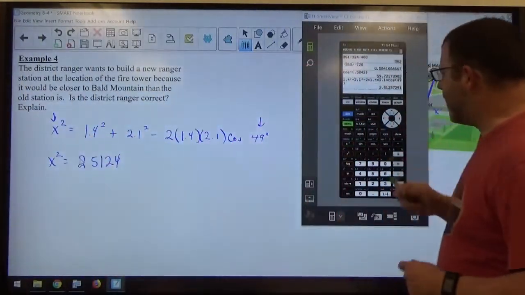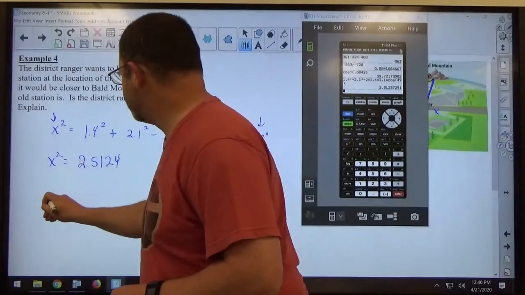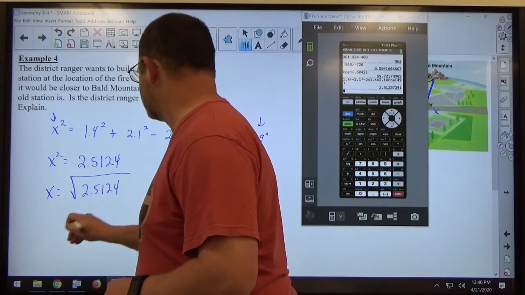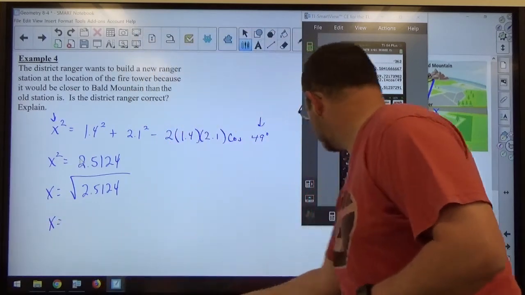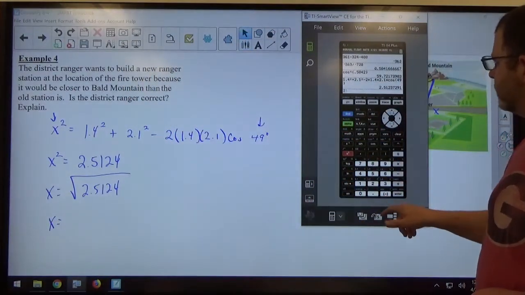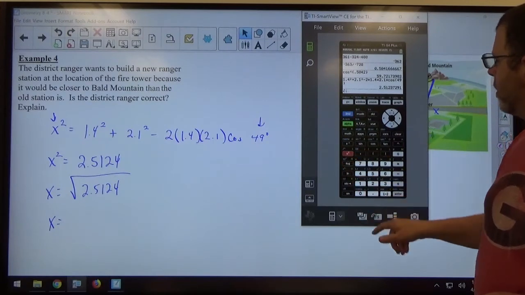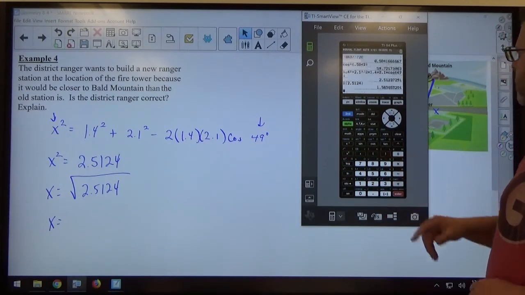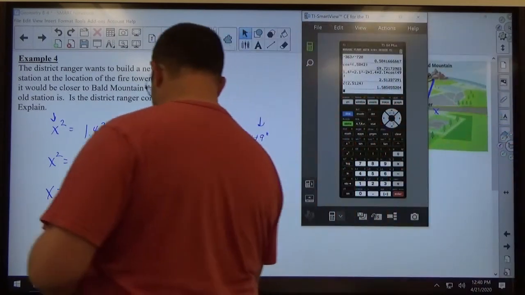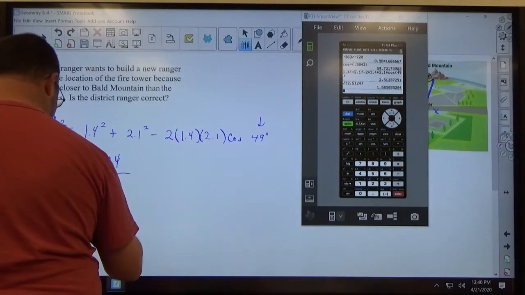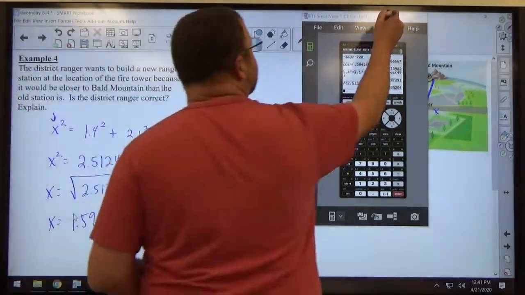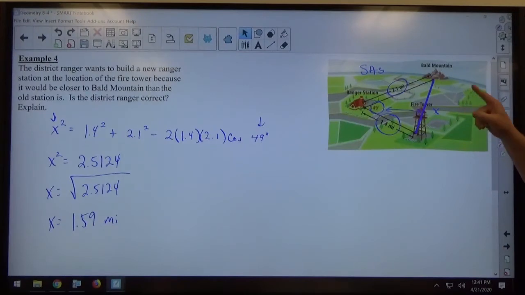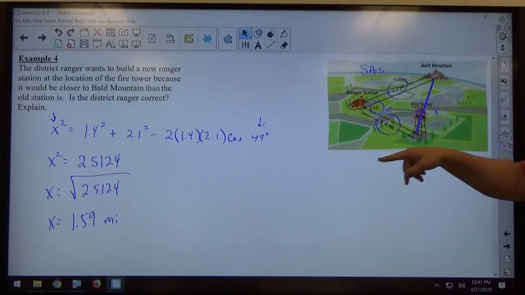So if x squared equals that number, to get x, we're going to take the square root of that number. So the square root of 2.5124 is 1.59. So, looking at the picture again, we just figured out what x equals. The distance from the fire tower to Bald Mountain is 1.59 miles.